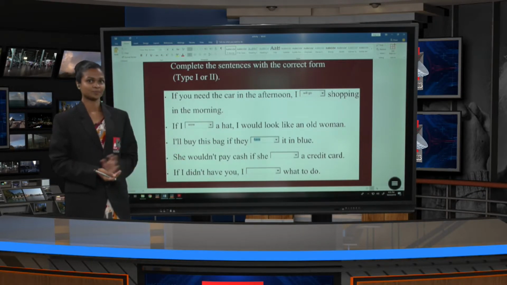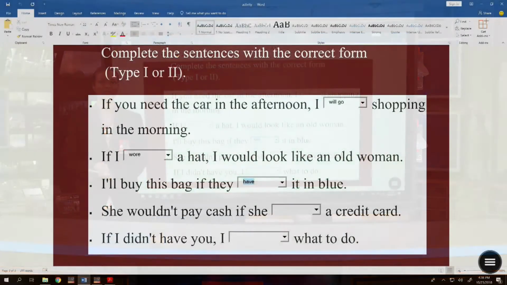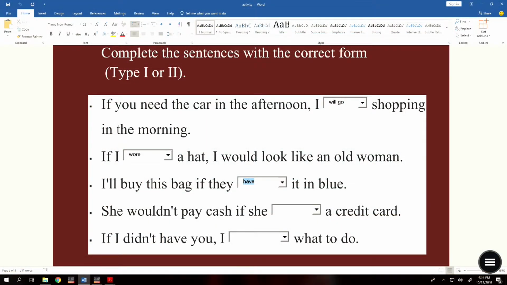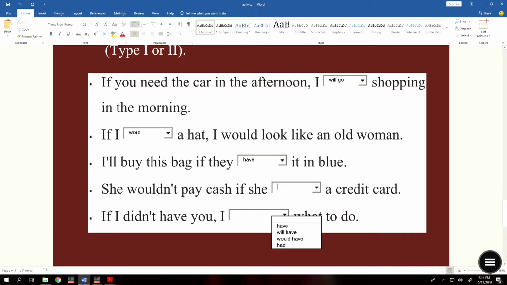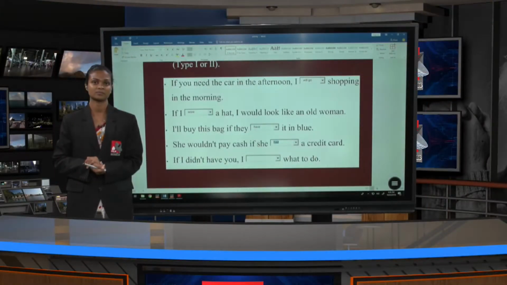Then fourth one. She wouldn't pay cash if she blank a credit card. What is the answer? She wouldn't pay cash. Conditional type 2. She wouldn't pay cash if she had a credit card. That means she doesn't have a credit card.